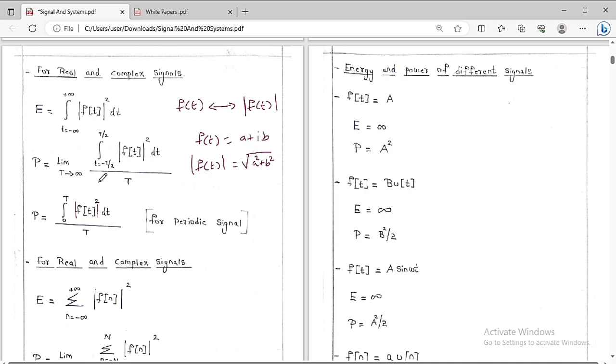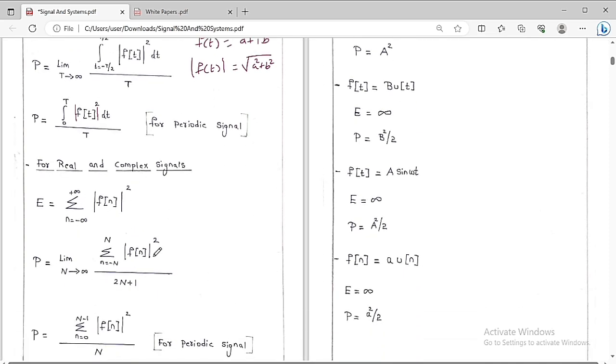In the case of continuous time domain, you can see energy is equal to integration from t equal to minus infinity to plus infinity of |f(t)|² dt, and the power is equal to limit T tends to infinity of integration from t equal to minus T by 2 to plus T by 2 of |f(t)|² dt by capital T. Suppose you are going to calculate the power for periodic signals, then instead of calculating energy and time for all the cycles, I will try to find only for one cycle. So P is equal to integration from t equal to 0 to capital T of |f(t)|² dt by capital T. So these things always you have to keep in mind.